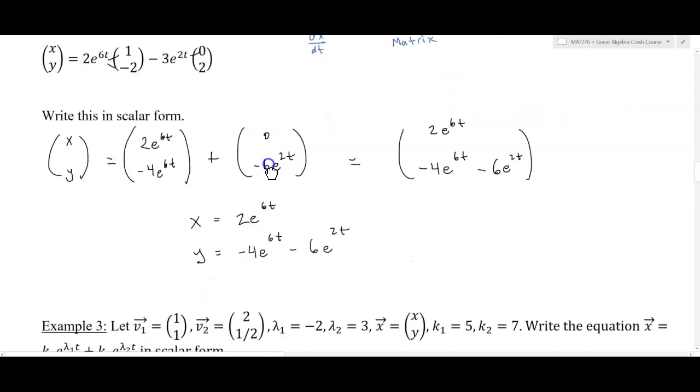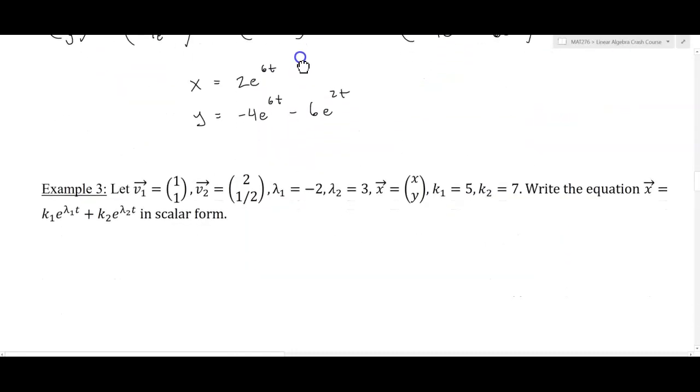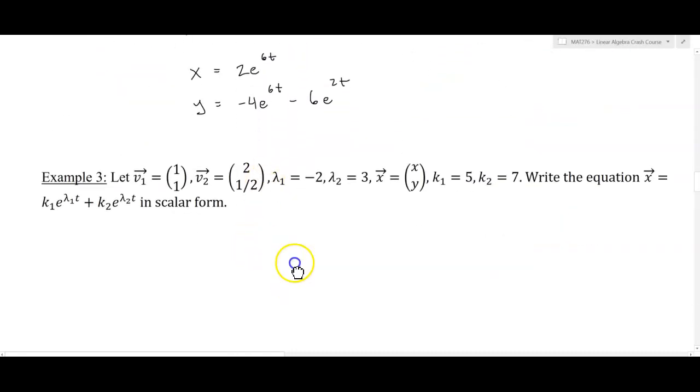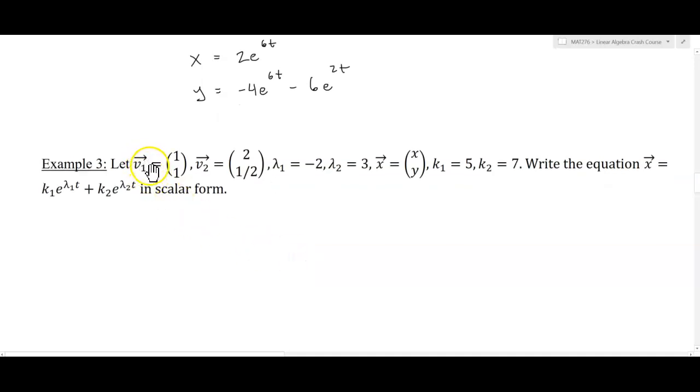So now that we know how to work forward and backward, let's look at something that looks at first a little more complex. Define v1 to be the vector 1, 1, v2 to be the vector 2, 1/2. Lambda 1, this is a Greek symbol called lambda, we'll see this arise often. Lambda 1 equals negative 2. Lambda 2 equals 3. The vector x equals just these two scalar components, x and y. k1 equals 5, k2 equals 7.